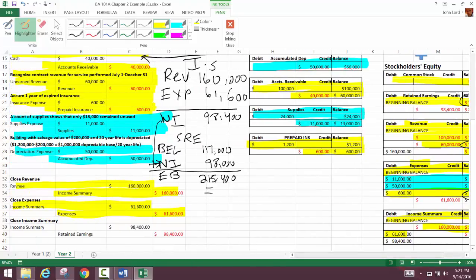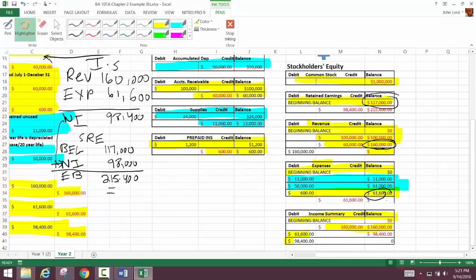We want to close that out, don't we? So we debit income summary, 98,400. We credit the retained earnings now, 98,400. Post those over in the ledger, and now the retained earnings has the balance, 215,400, right? Yep. So we're ready to prepare our balance sheet. Okay, so let's go ahead and prepare our balance sheet.